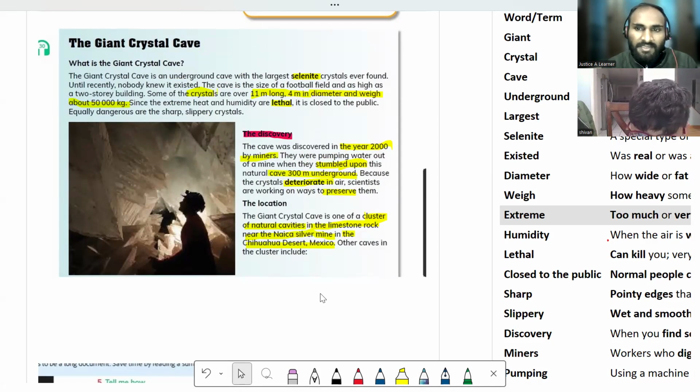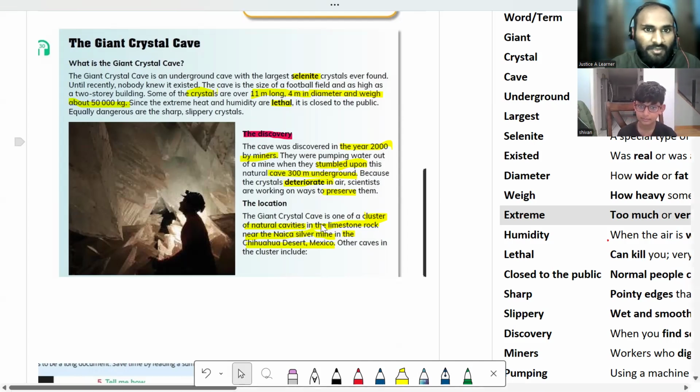Were they discovering this cave with a purpose, or did they not have a purpose? The purpose was simply taking water out. They did not have a purpose. So this was found by accident or a coincidence, you can say.